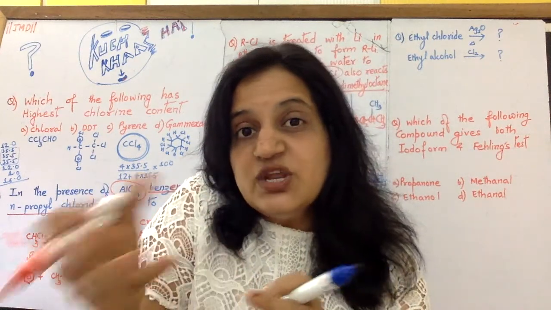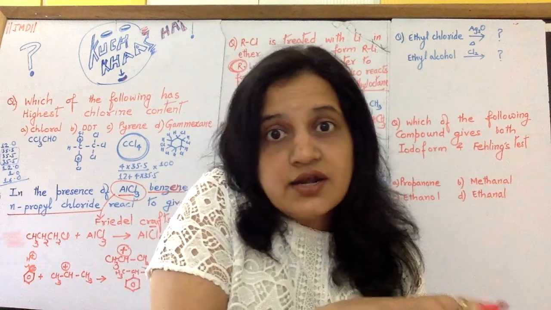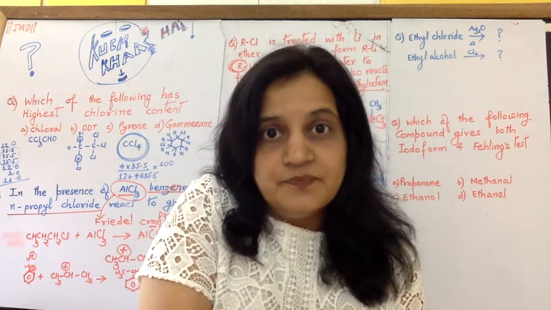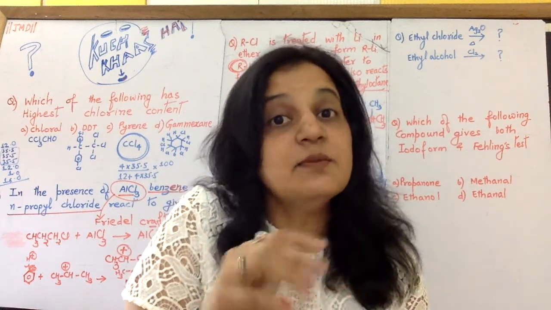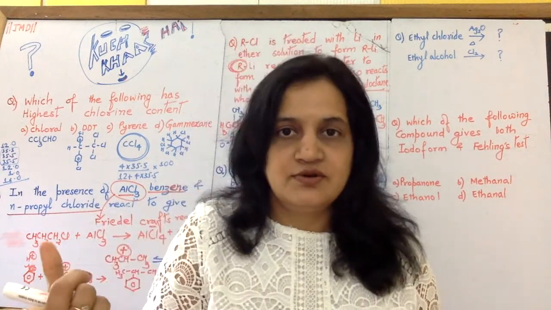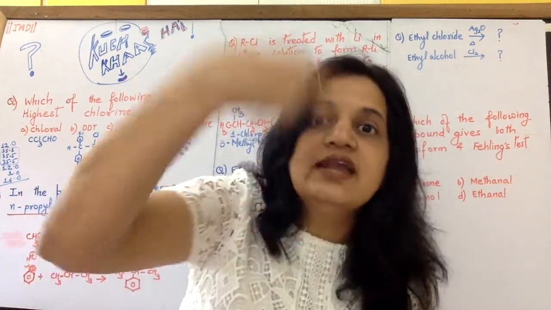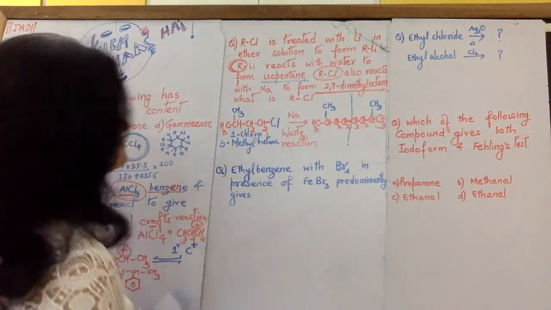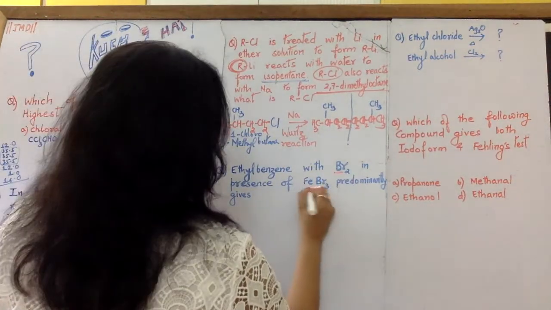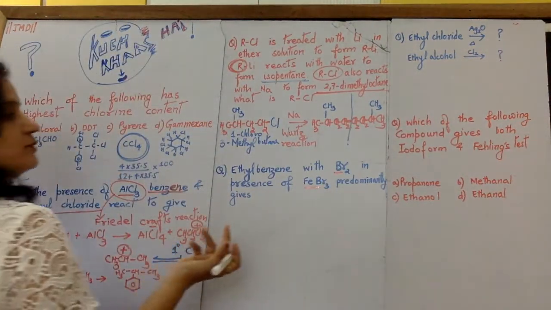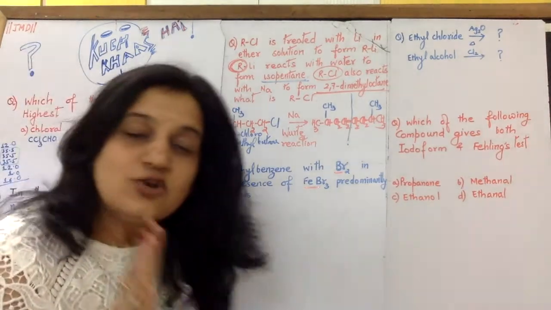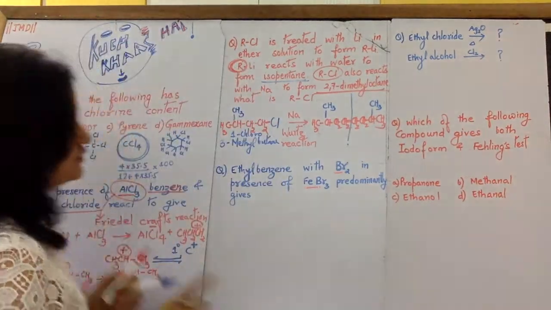और अगर कहीं मैंने क्लोरीन इन सनलाइट लिया, क्लोरीन इन डार्क नहीं लिया, क्लोरीन इन सनलाइट लिया, if I take chlorine in sunlight, then it will be free radical substitution. और ऐसी सिचुएशन में बेंजीन पे अटैक नहीं होता, साइड कार्बन पे अटैक होता है. But this is with bromine and FeBr3. तो ये तो बेंजीन पे अटैक होगा, and benzene always undergoes electrophilic substitution reaction.